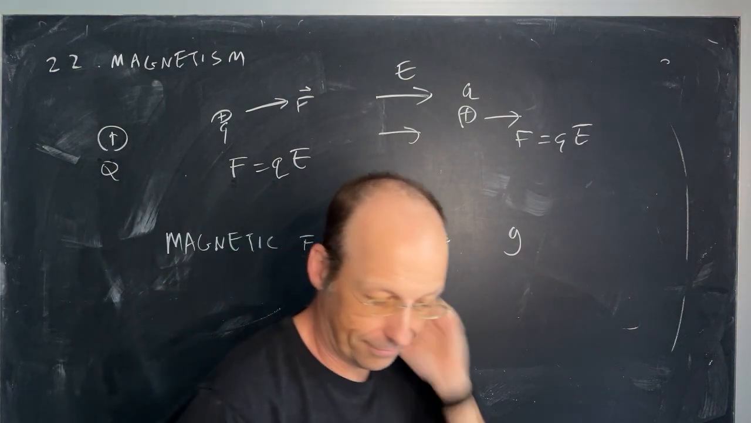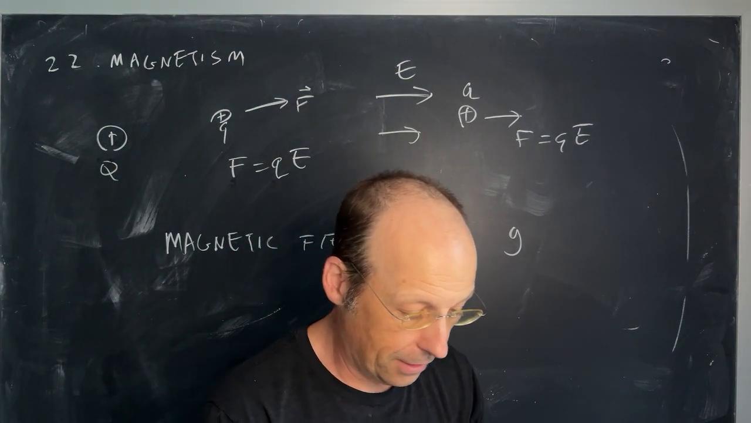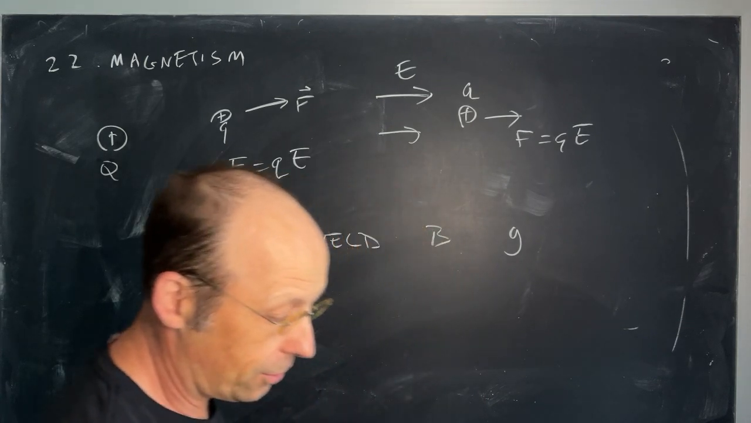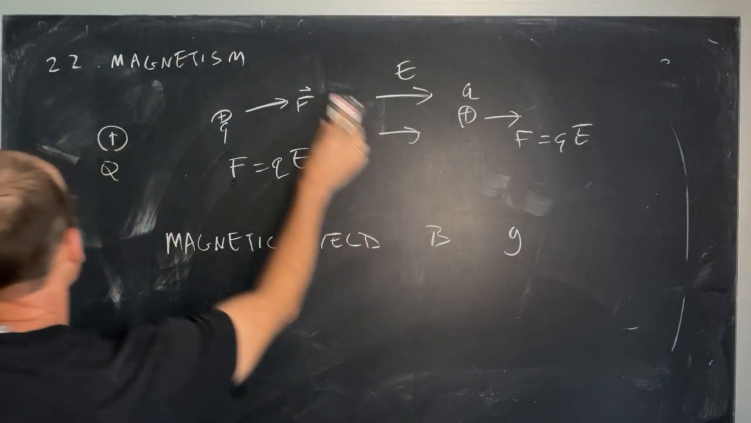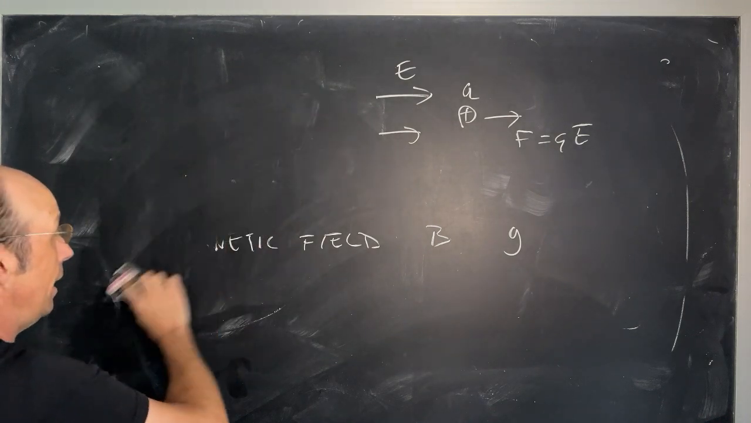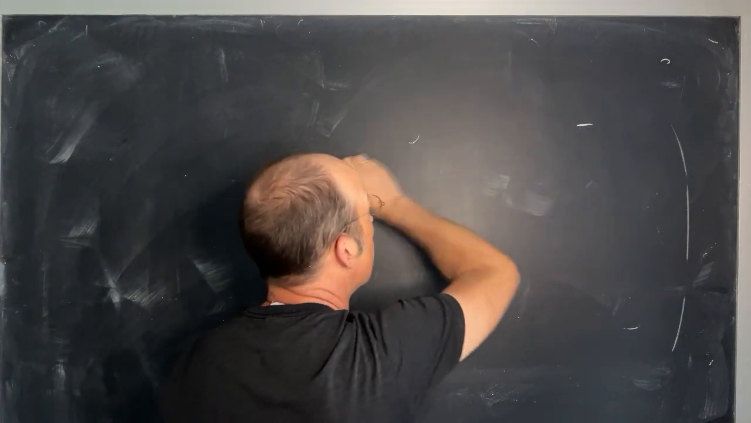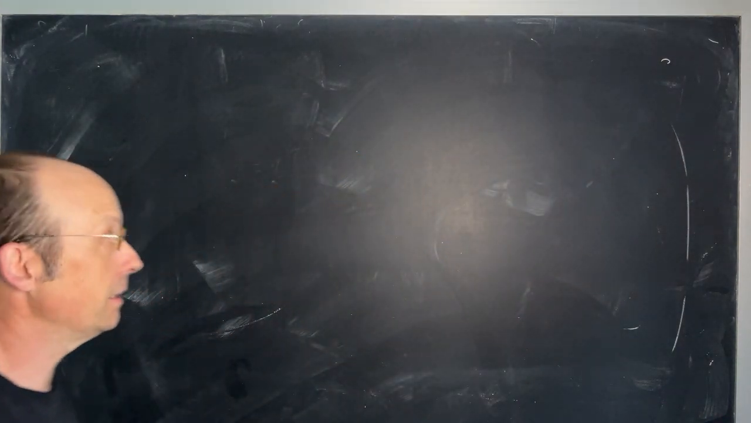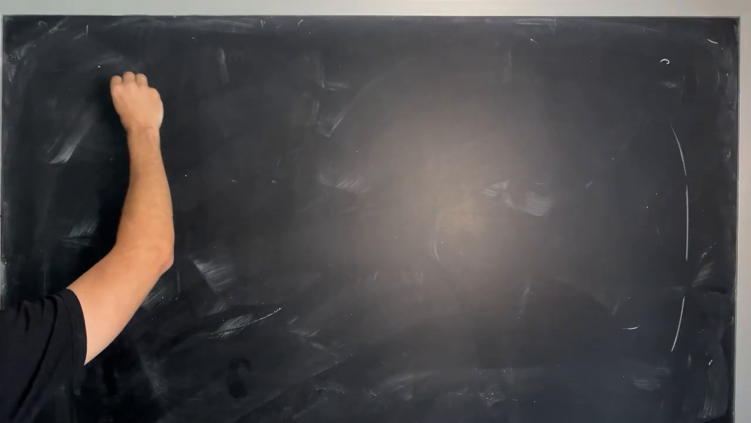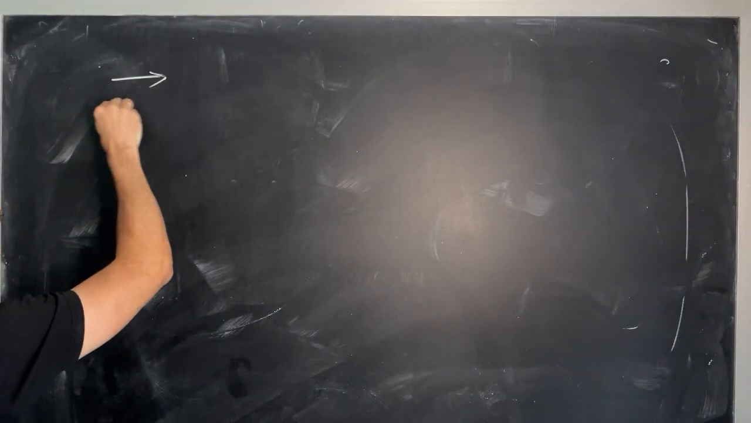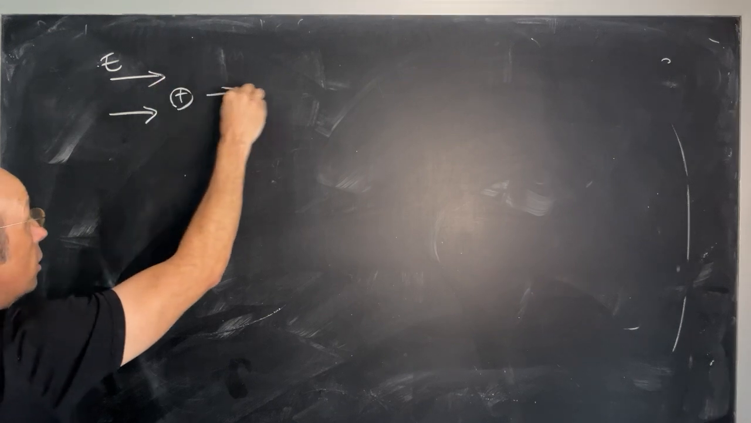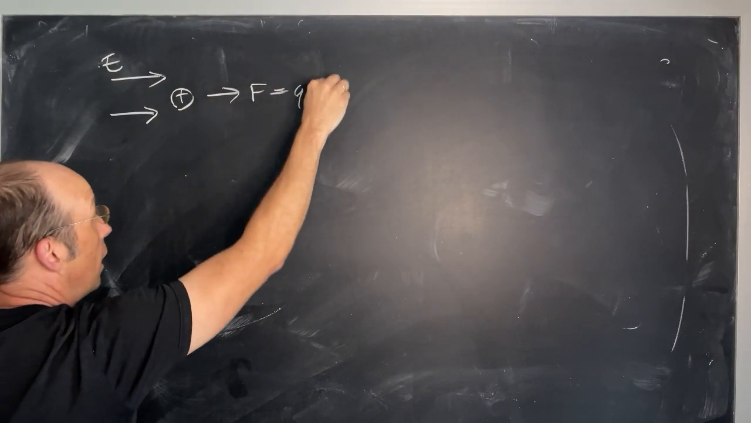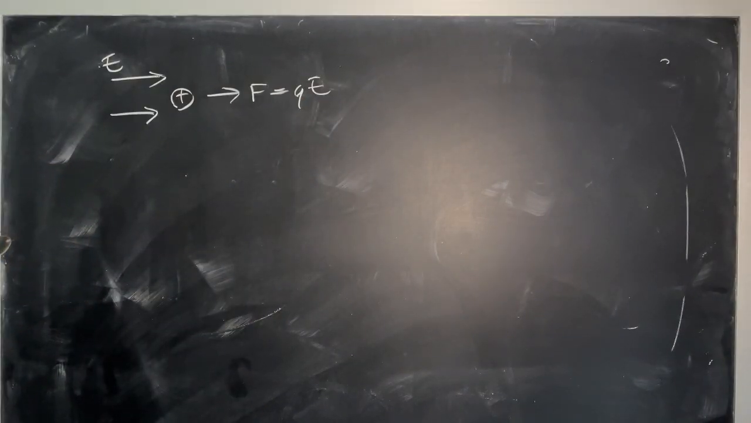Okay. Enough about bears. Let's get into the magnetic force. Things are going to start getting a little complicated. So let me just remind you here. Here's an electric field. There's a charge. F equals QE. I'm going to write it as a scalar, even though it's technically a vector.